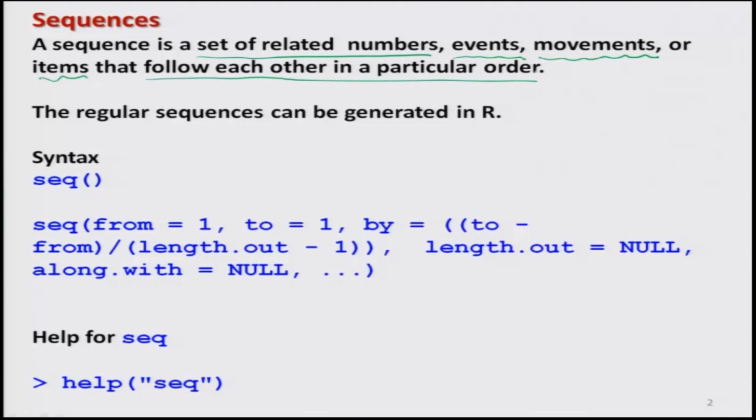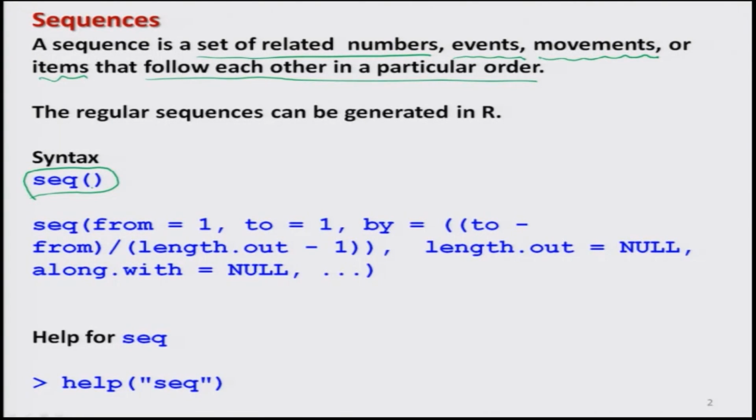And the general syntax for generating a sequence is seq, all in small letters, and then brackets. Inside the brackets we specify different types of commands to generate a sequence. For example, what is the starting value, what is the final value, what is the increment, what is the number, what is the length, and so on.